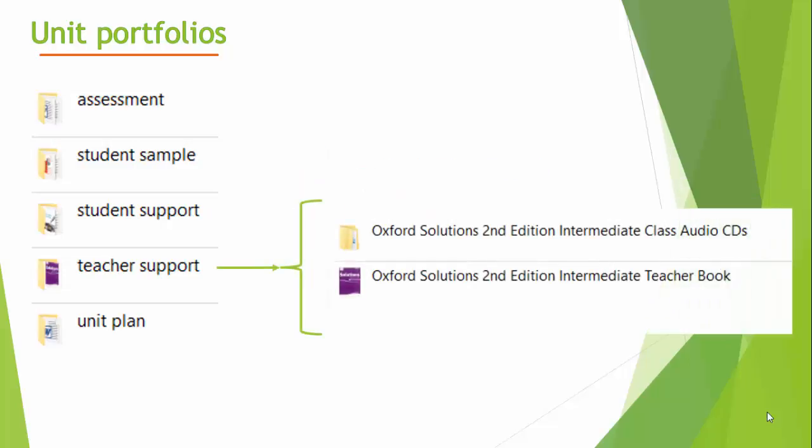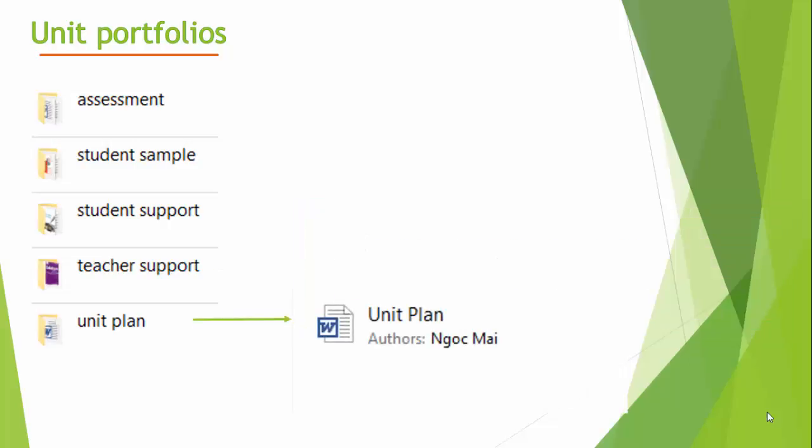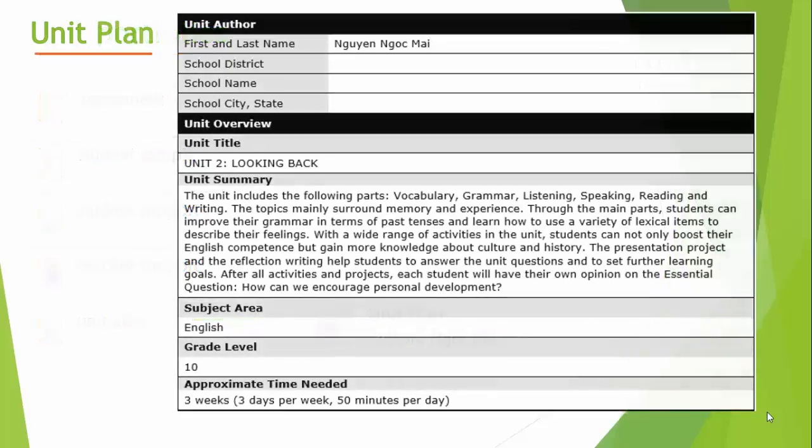In teacher support, there are 2 folders. The first one consists of all the audio files for the listening test, and the other one is the teacher's book. In the last folder, there is a unit plan describing a specific procedure of teaching the unit. That's all I'd like to introduce about the unit portfolio.